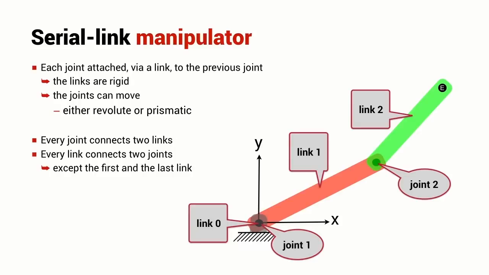Every joint connects 2 links, and every link connects 2 joints, except for the first and last link. The first link is the base of the robot, which does not move. We refer to that as link 0, and the last link is the end effector, or is attached to the end effector of the robot. If a robot has got n joints, then it must have n plus 1 links. That's including the 0th link, or the base.